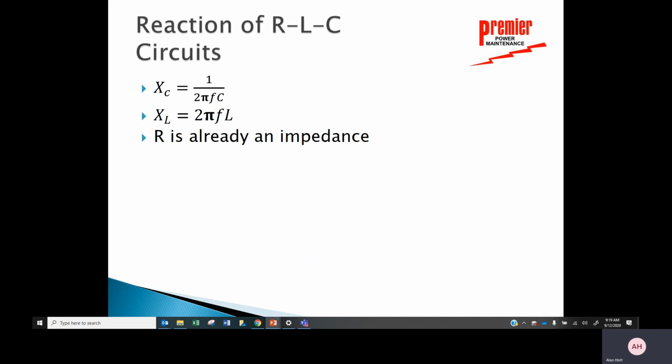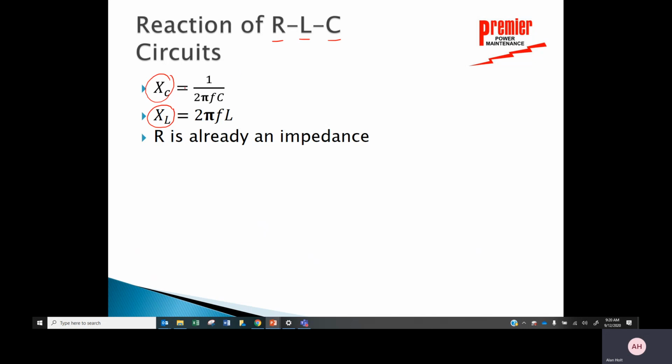So to begin to understand why we're actually doing this, we need to have a quick review of the reaction of resistive, inductive and capacitive portions of a circuit. So let's go back to that. So we talk about impedances, okay, and that would be in ohms. And so we have the values of the impedance, capacitive reactance, the impedance of an inductor, inductive reactance, and they're both a function of the frequency.